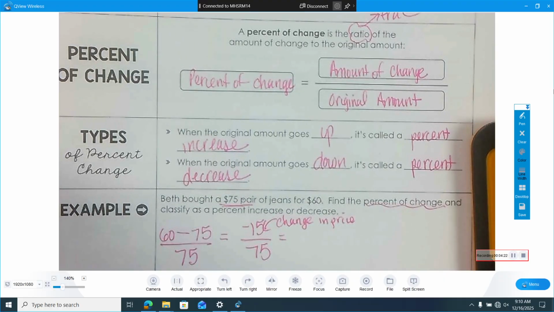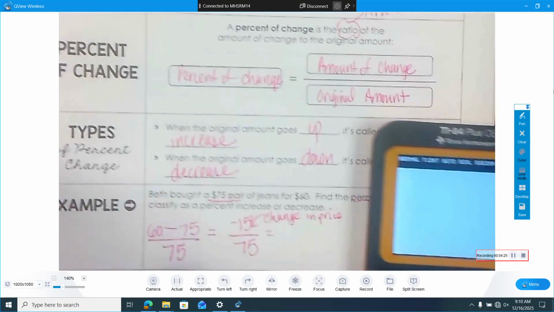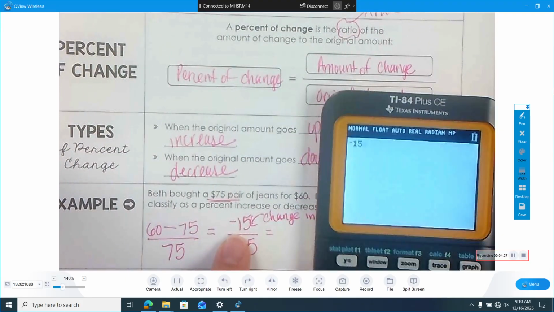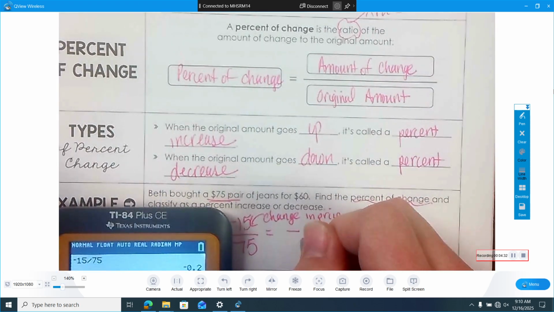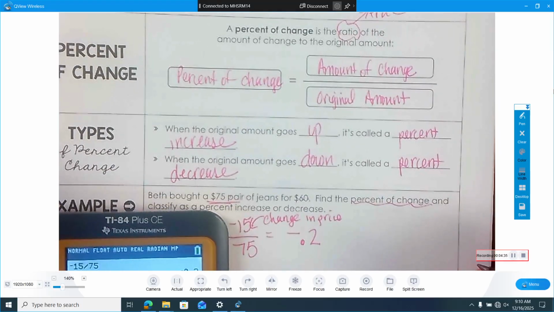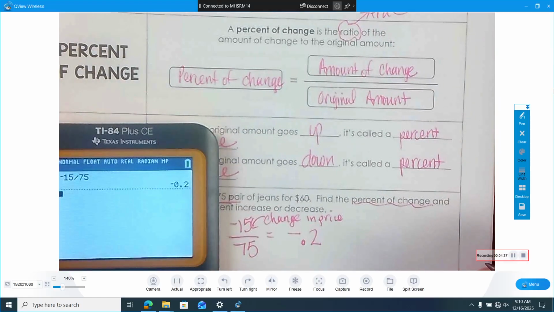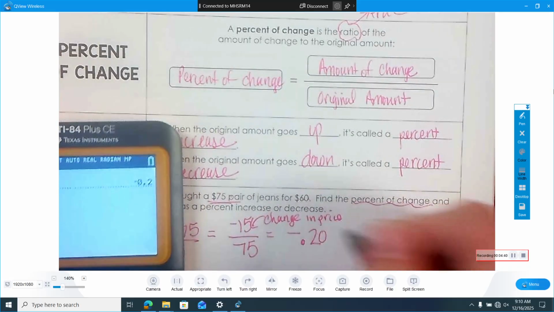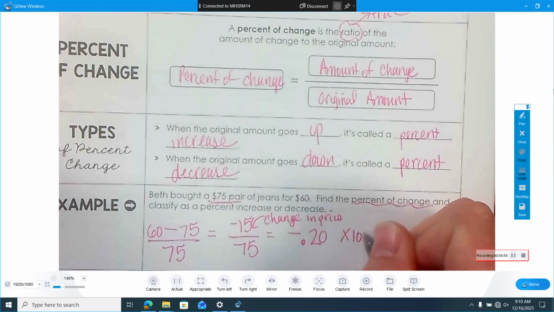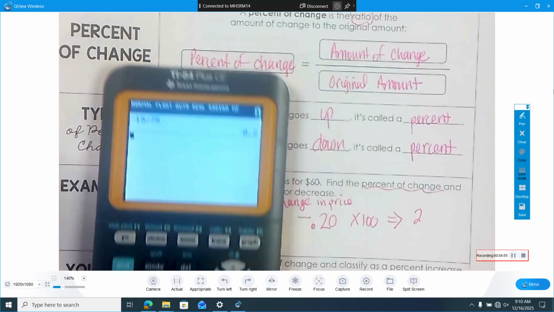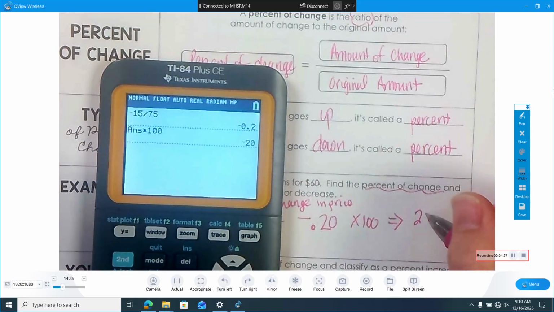That's a subtraction question. All right, so on here now I can do negative 15 divided by 75. And I get negative 0.2, or negative 0.20. That is a weird decimal. How do I change it into a percent? Yeah, we could just multiply by 100, and that would give me the percentage.